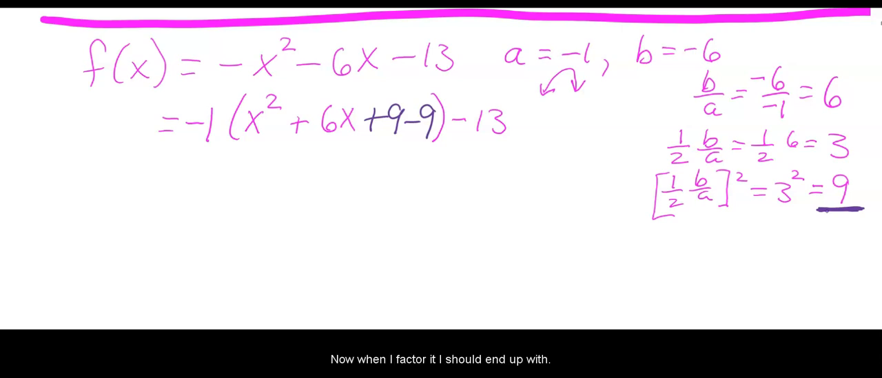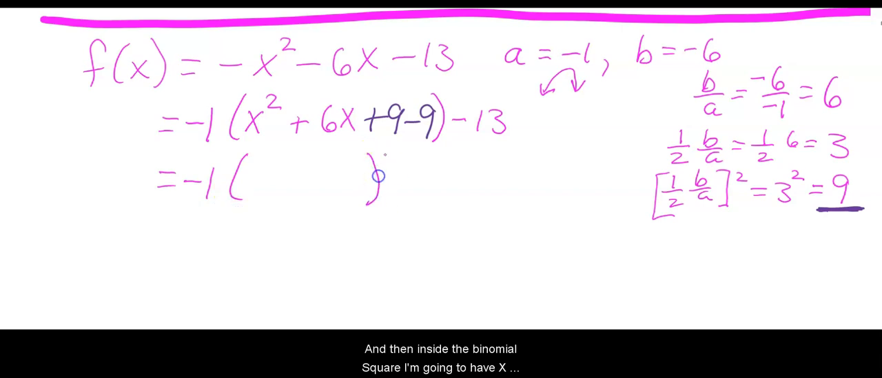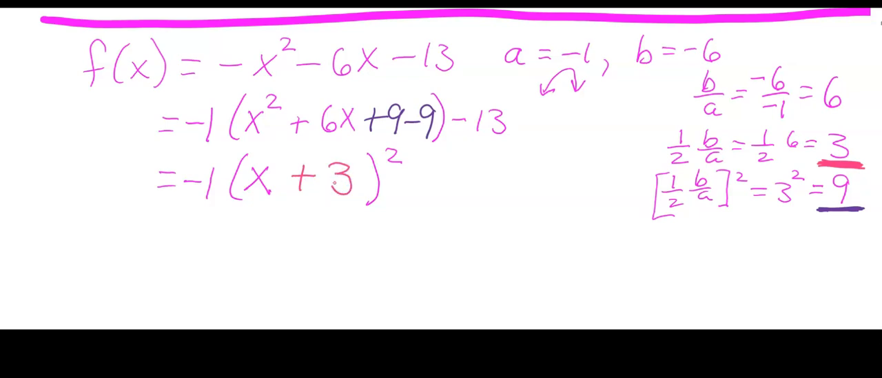Now when I factor it, I should end up with the negative 1 still on the outside, and then inside the binomial square, I'm going to have x, and the other number I should have inside the binomial square should correspond to the number I got when I did half of b over a. And it will include the sign. If it were a minus 3, it would be minus 3, but since it's plus 3, it's plus 3.